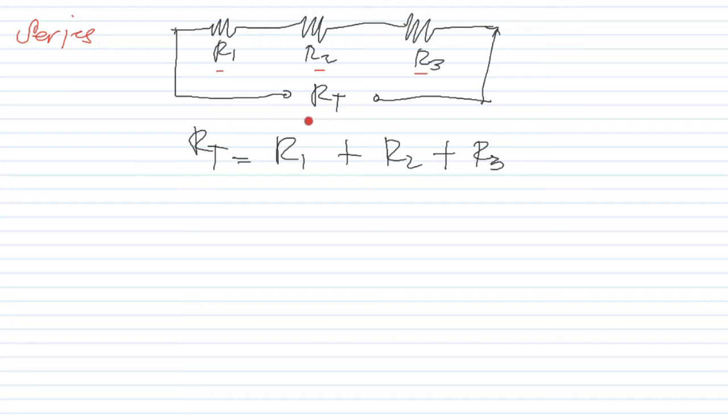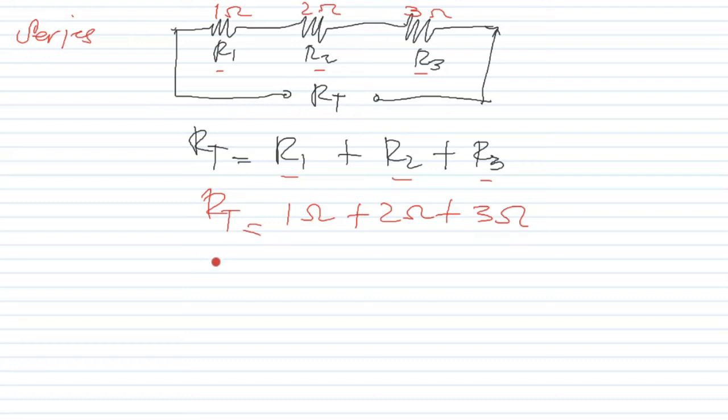The total resistance of the series circuit is simply the sum of the corresponding resistances connected in series. For example, we have 1 ohm, 2 ohm, and 3 ohms. So the total resistance will be 1 ohm plus 2 ohm plus 3 ohm. So RT is equal to 6 ohm.